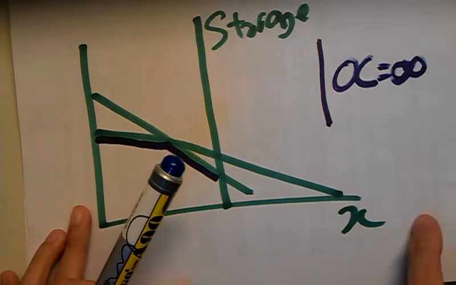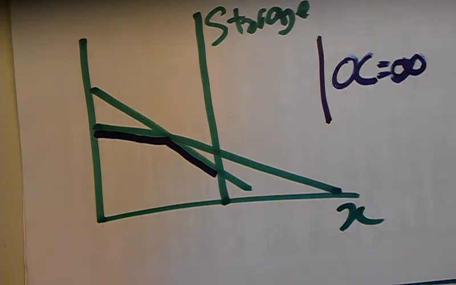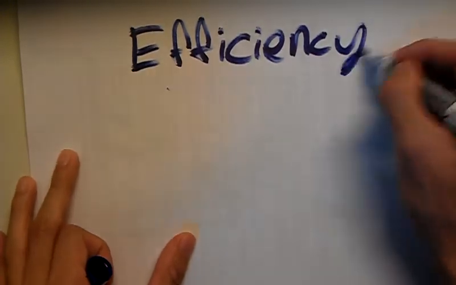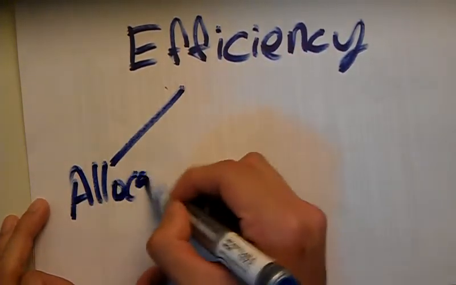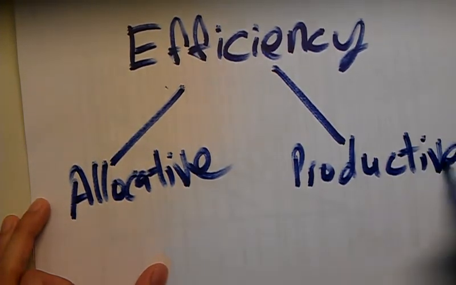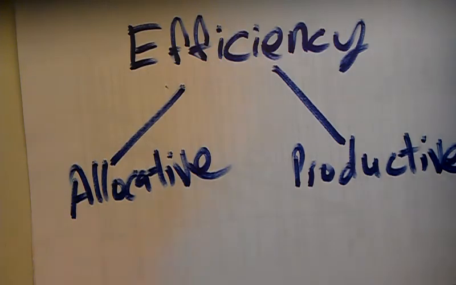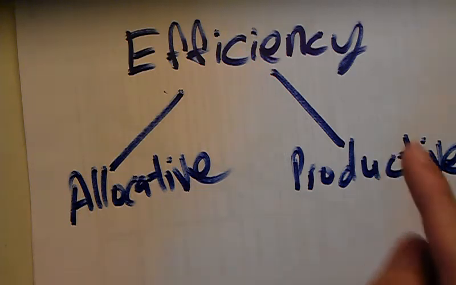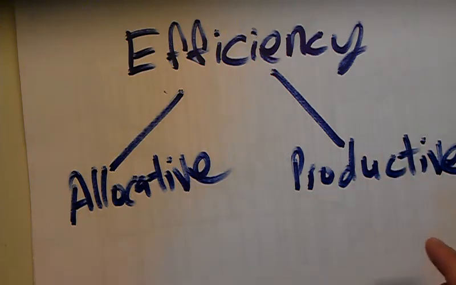Now we move on to efficiency. Efficiency is broken down into two parts: allocative efficiency and productive efficiency. Remember what we talked about, the economic problem. As long as the economy is on the PPF, we are considered to be productive efficient, because we have to give up some units of x to produce units of y, so we must sacrifice.